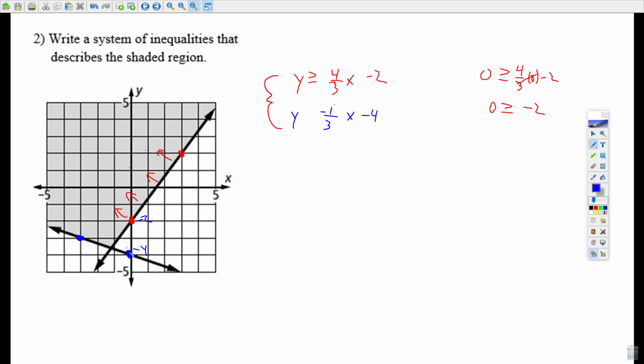Or if you think about it the other way, it would be going up 1, positive, but then to the left 3, which would be negative. So as long as the negative's on one of the numbers, it doesn't matter. And then this one looks like we're shading above the line again, so that's also going to be a greater than or equal to. It's a solid line, so equal to has to be on there. You can also test 0, 0 again. 0 is greater than or equal to -1/3 times 0 minus 4. We want this to be true. 0 is greater than or equal to, that goes away, -4. 0 is bigger than negative 4, so that's correct.